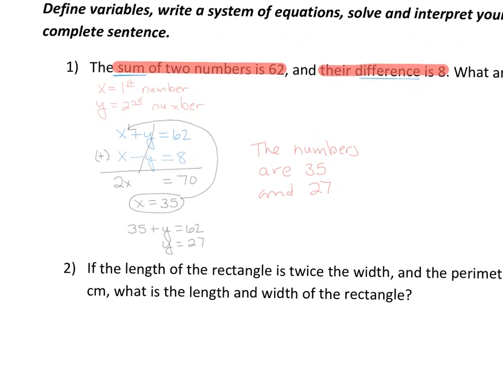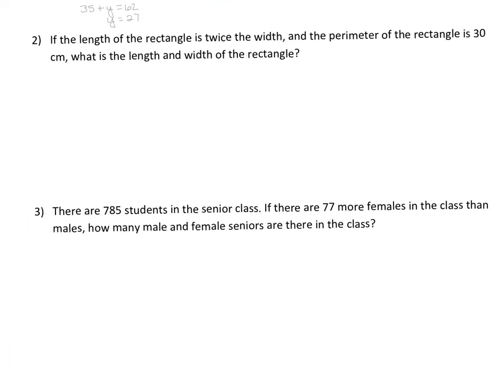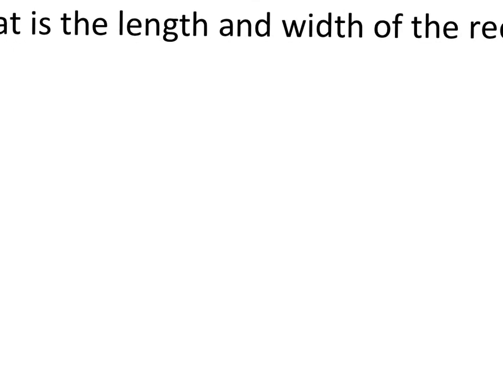All right, let's go down to the second example. Still the same 4 steps. If the length of a rectangle is twice the width, comma, that should tell you something. The perimeter of the rectangle is 30 centimeters. What is the length and width of the rectangle? Again, what's the question asking us to find? We are looking for the length and the width. You don't have to always use x and y, you can if you want, but I'm going to use L for length and W for width.